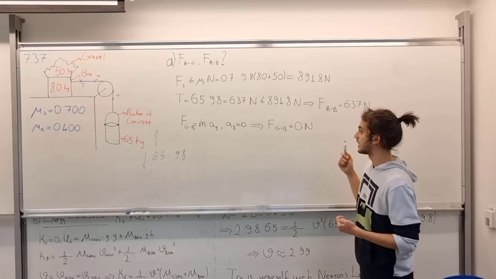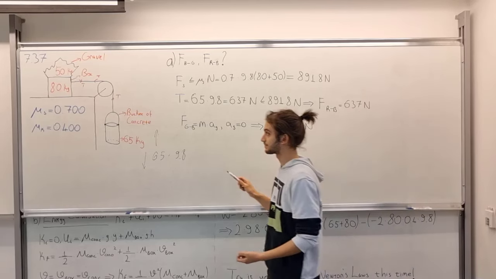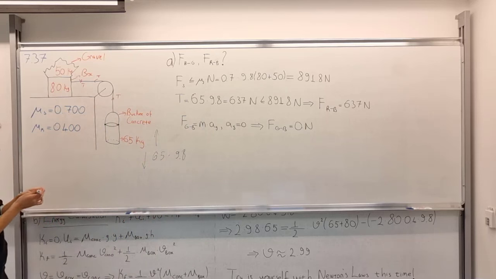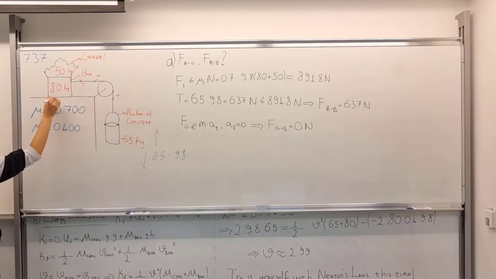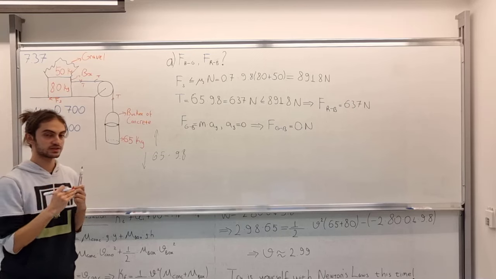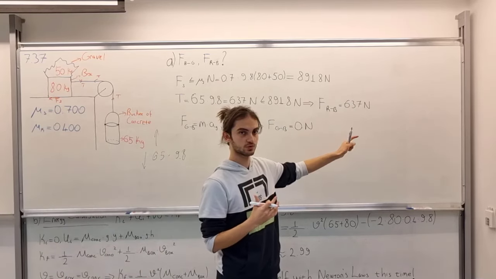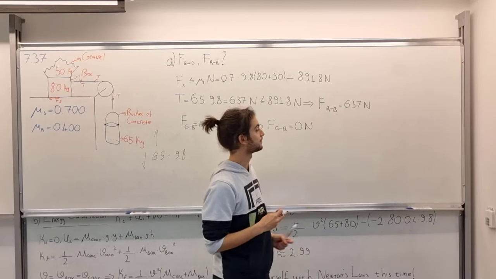So our static friction force has to be equal to this value, because we have tension equal to this, and we have the static friction force, and those two have to cancel out each other. Then we have the friction force between the roof and the box equal to 637.